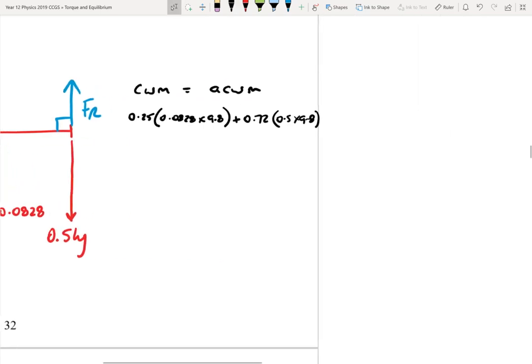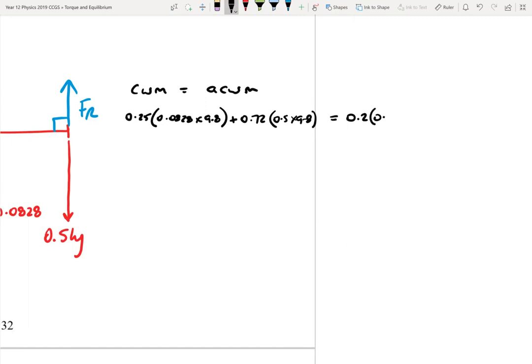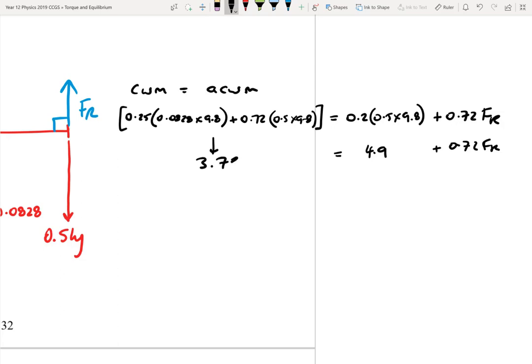That, I'm going to go off the screen here, but that's okay. That equals 0.2, okay? Now this here is 4.9 plus 0.72 FR. Now I'm just going to quickly calculate the total clockwise moment, and I'll write it down. 0.828 times 9.8 plus... so our total clockwise moment is 3.731, right?